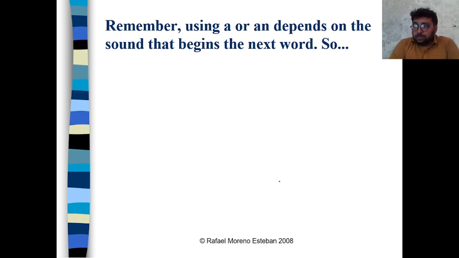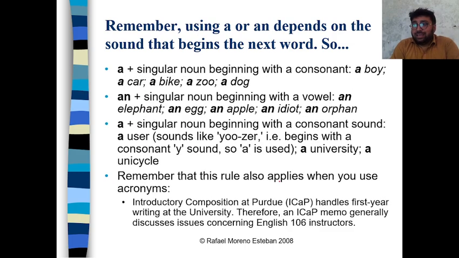Remember, using a or an depends on the sound that begins the next word. A is used with a singular noun beginning with a consonant sound, like a boy, a car, a bike, a zoo, a dog. An should be used with a singular noun beginning with a vowel or a vowel sound. You should know: an elephant, an egg, an apple, an idiot, an orphan. A is also used with a singular noun beginning with a consonant sound, like a user. Now, the u has got the consonant y sound over here.